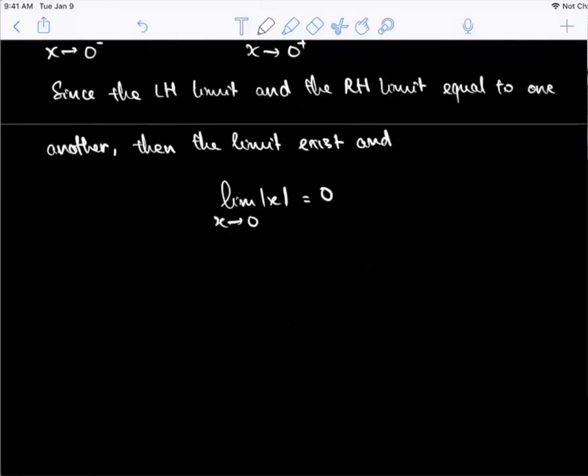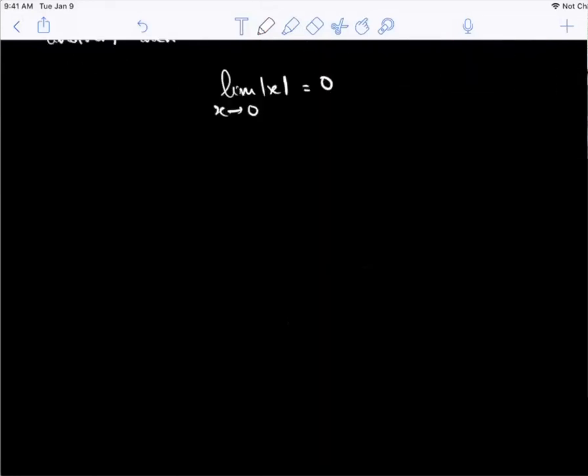The next example, I'm going to give you some graphs. Consider the following graph.